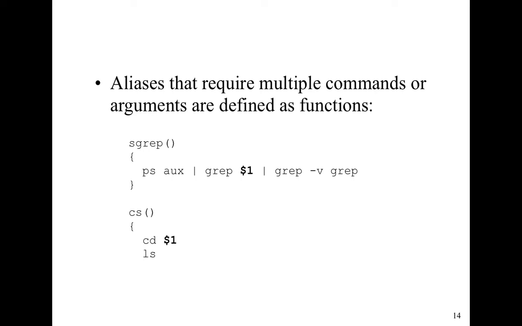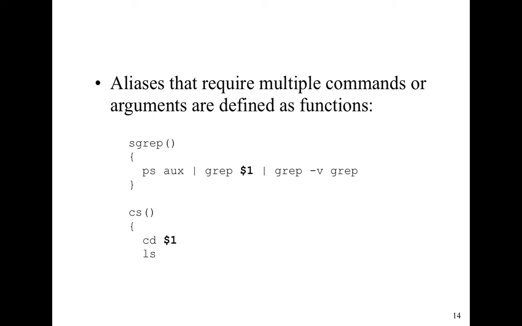Aliases that require multiple commands or arguments are defined as functions. Remember, we're in C shell. If you're a C programmer, you'll like this because the syntax is just like C. So here we go. That looks like a function, but there's no return type on the function. They're all void. This one's void. There's no return. There's nothing to return. It's a function, but it's not in a programming language. It's in a shell environment.